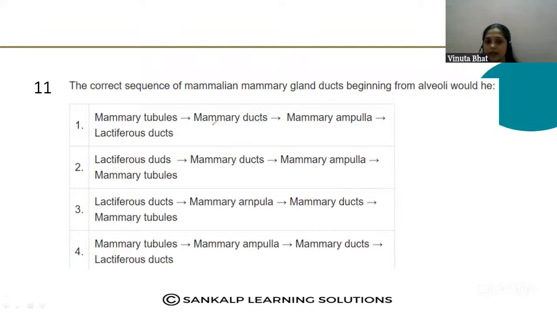Option A: mammary tubules, mammary ducts, mammary ampulla, lactiferous duct. Option B: lactiferous ducts, mammary ducts, mammary ampulla, mammary tubules. Option C: lactiferous ducts, mammary ampulla, mammary ducts and mammary tubules. Option D: mammary tubules, mammary ampulla, mammary ducts and lactiferous ducts.